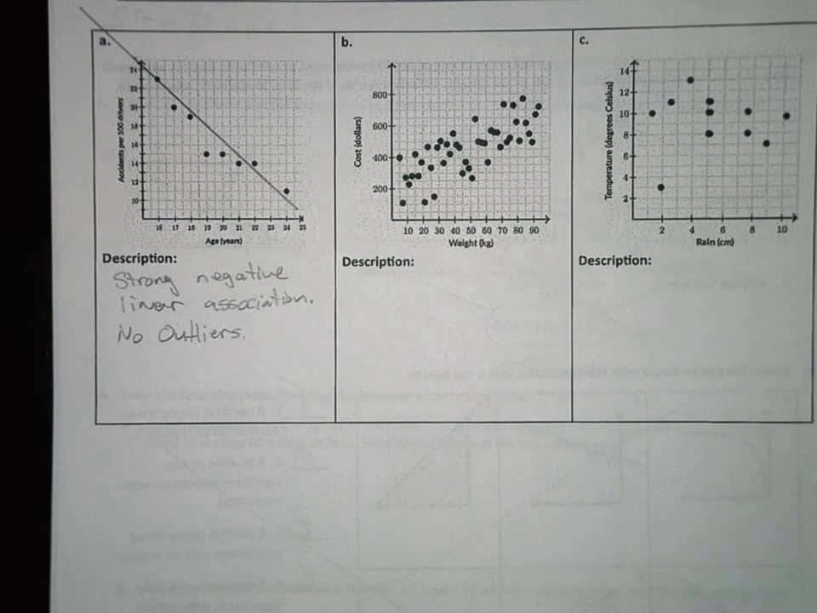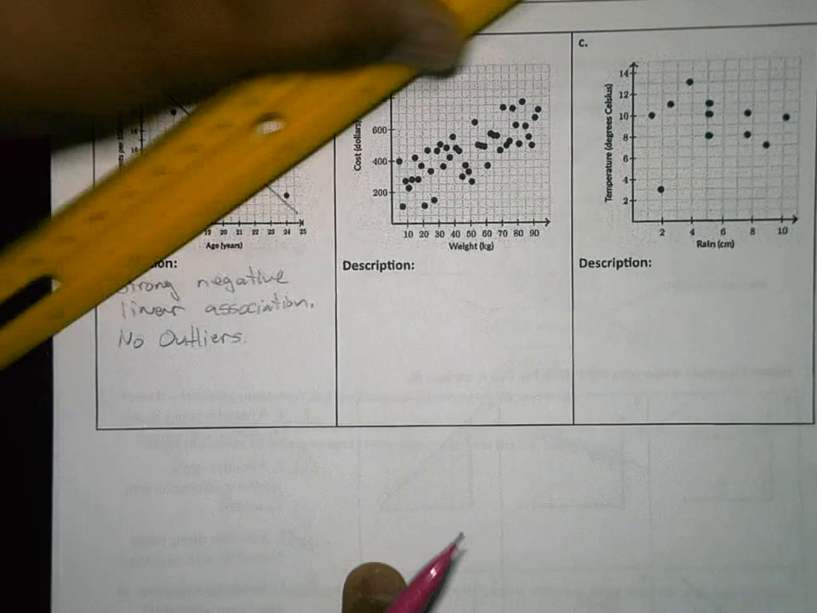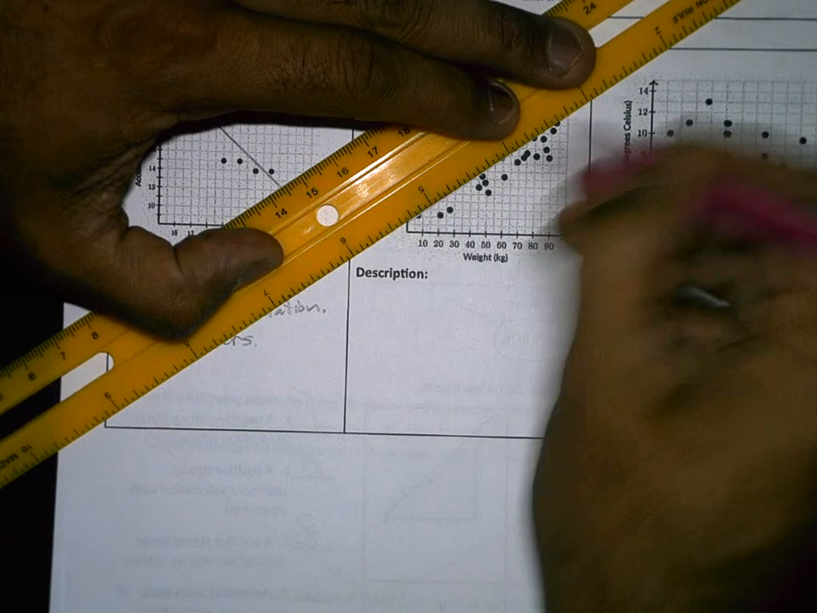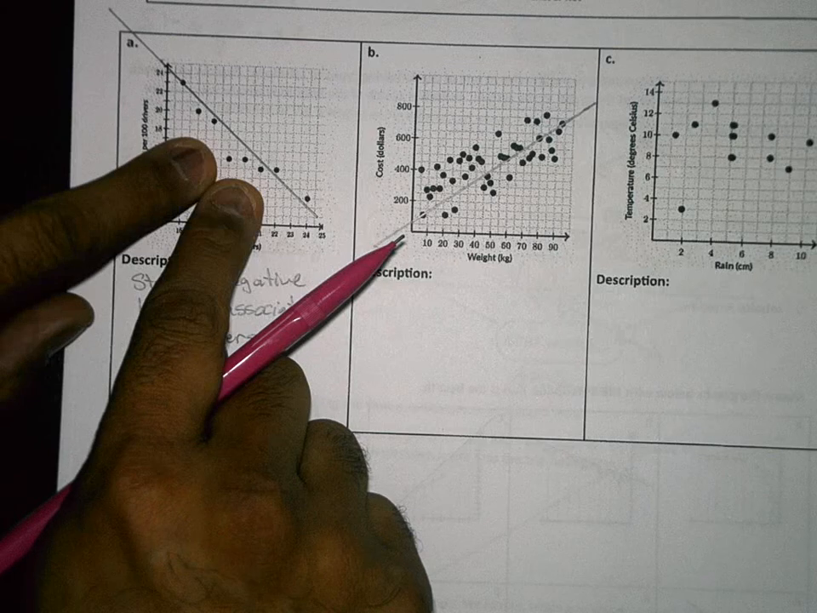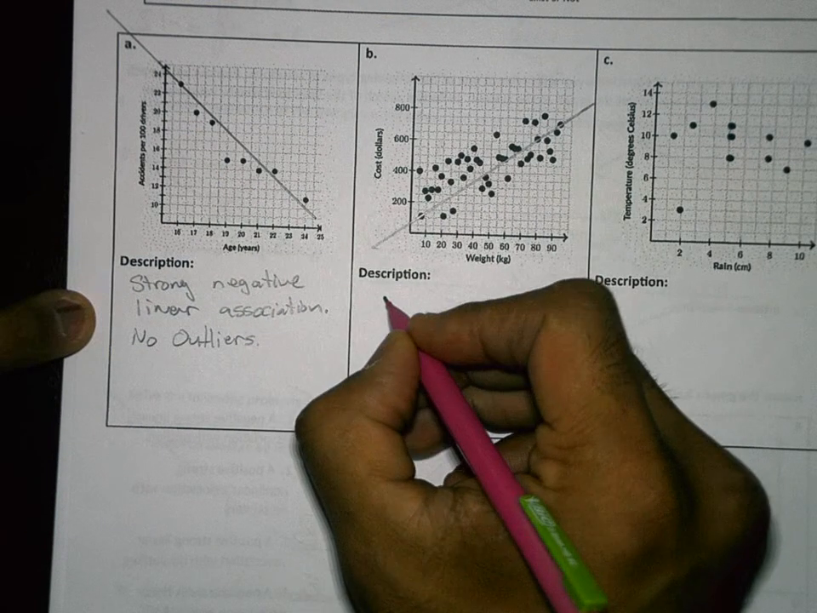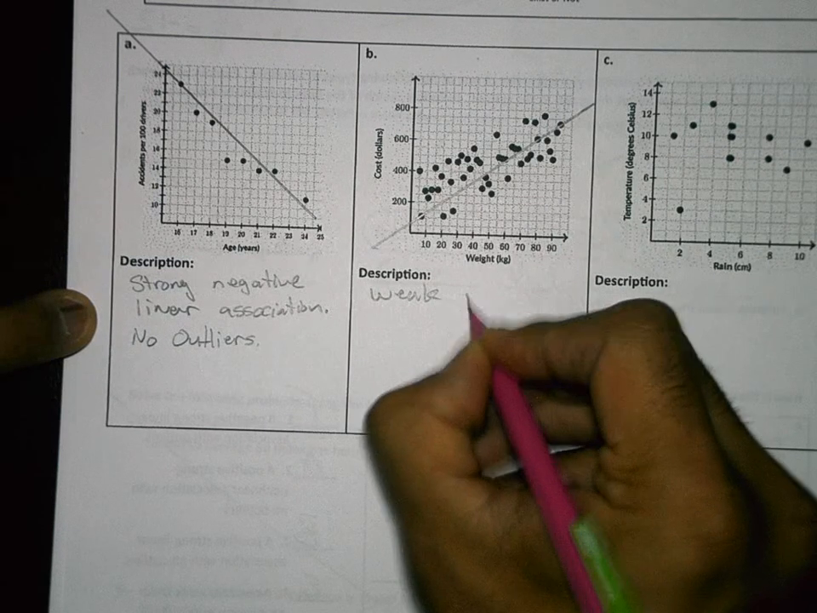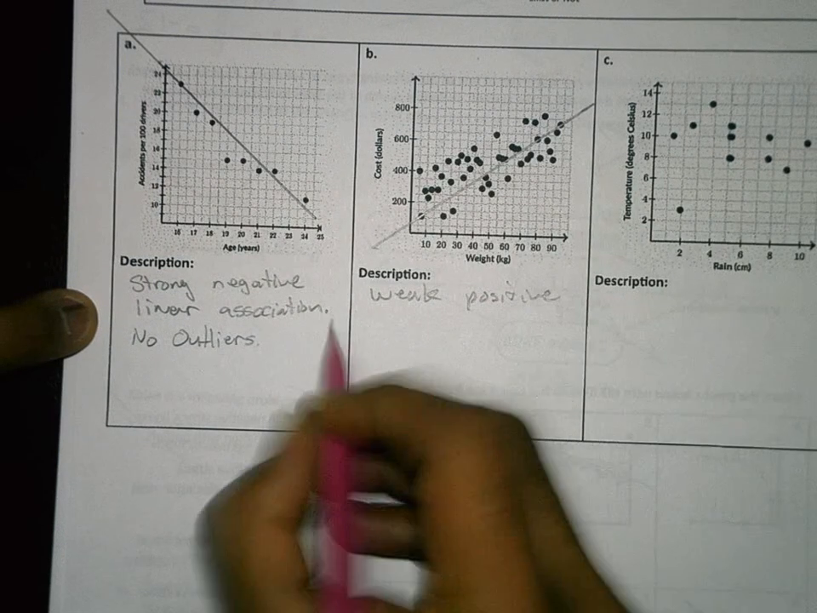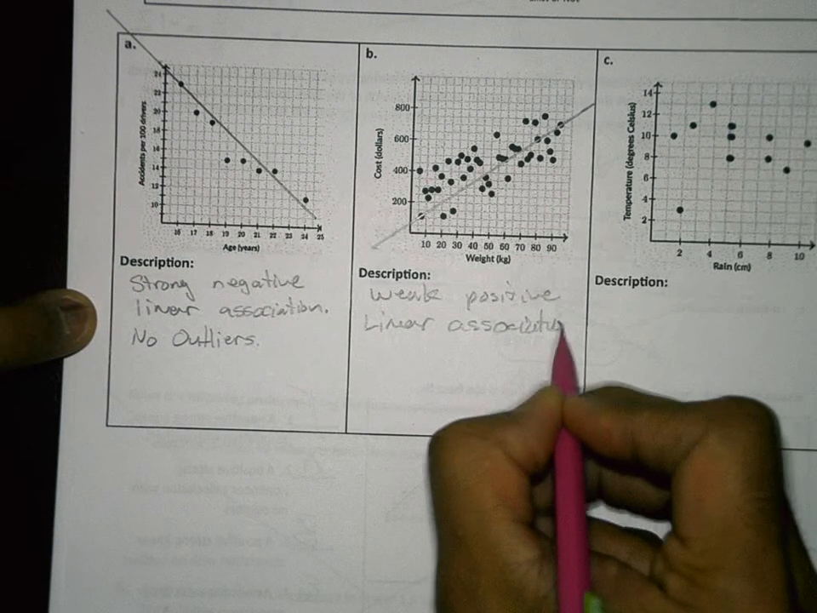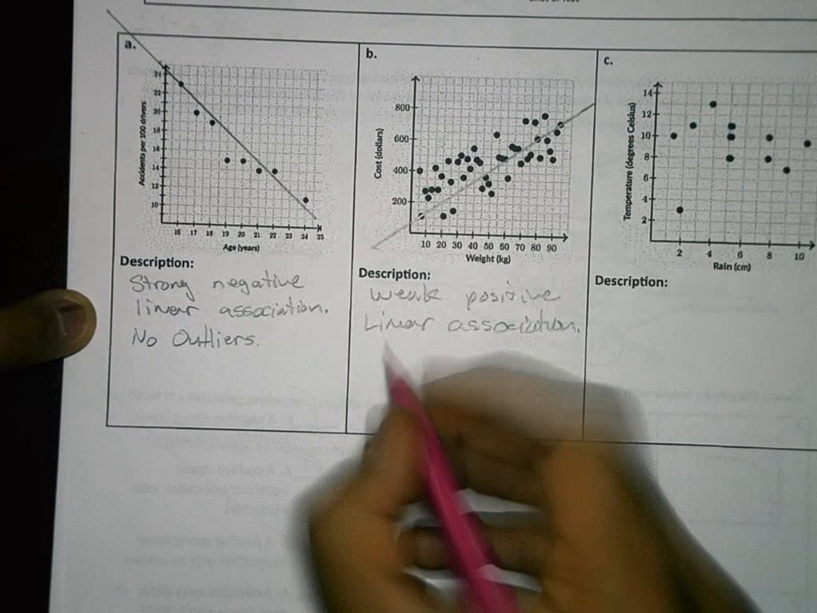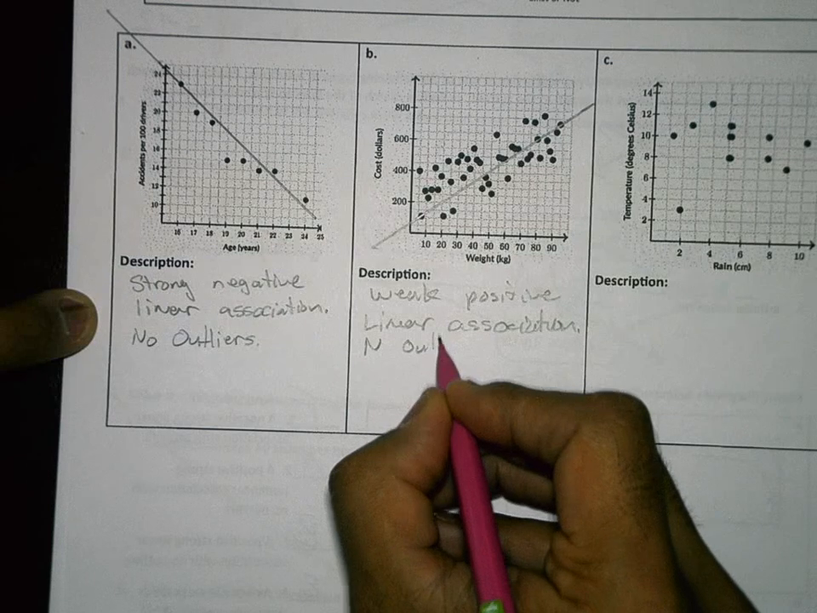So looking at the next one here, I do see a linear relationship. I could draw a line through it. But you see how tight these are to the line and how these data points are not so close to that line. So I would say that it's a weak positive linear association. Okay. And nothing really stands out any farther from any of the other points, so I would also say no outlier or outliers.